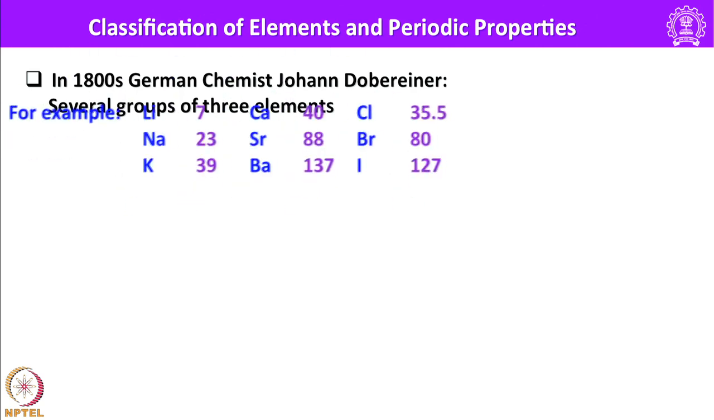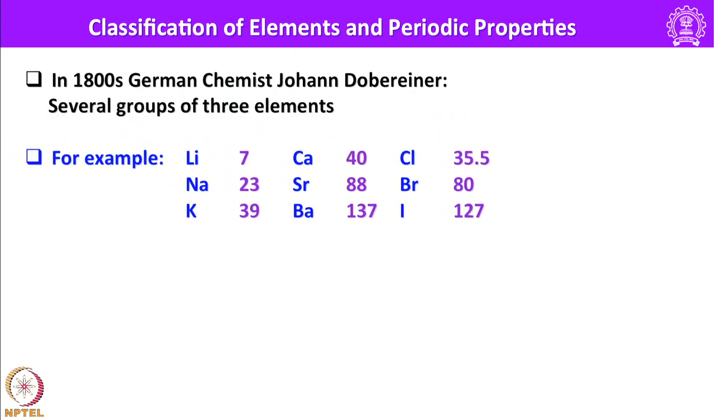For example, I have shown some of them here. You can see he made 3 or 4 such groups, and the interesting thing about these groups is that if you look into the atomic weight of the middle one in each triad, it is the average of the first one and the third one. For example, sodium's atomic weight is 23, and that is the average of lithium, that is 7, and potassium, 39, that is 46 divided by 2. In the same way, strontium showed 88 midway, and bromine showed 80, which is also the average of the atomic weights of chlorine and iodine.